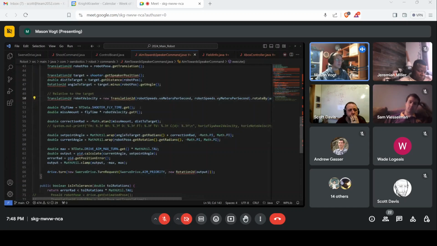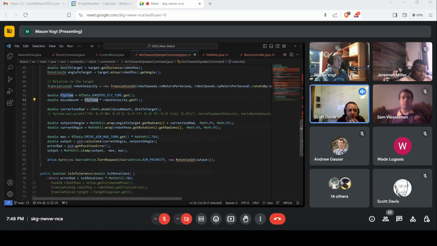Fly time is a fixed constant, because the amount of time the note is in the air varies very little at the range where we reasonably want to be shooting on the fly. And then the miss amount is the robot velocity to get Y, completely relative to the target at this point because we've rotated it up here. So we can figure out the velocity in meters per second, times the number of seconds, which gets you the number of meters it's going to miss by.